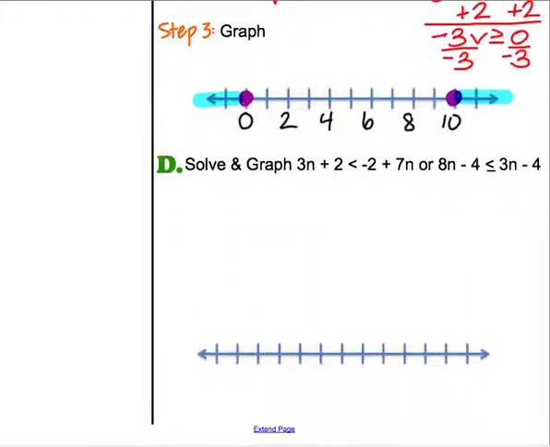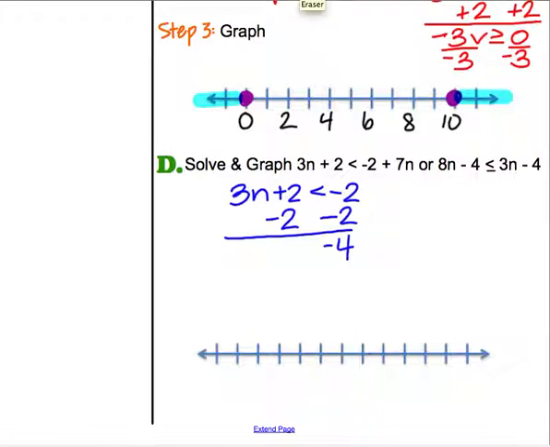Likewise, let's try another example. Let's first start off by solving 3n plus 2 is less than negative 2. So we're going to start by subtracting 2. I apologize. Subtract 2, which is going to give me negative 4. Oh, I apologize. I screwed up here. Plus 7n. So if we subtract 2, we'll get negative 4 plus 7n is less than 3n.